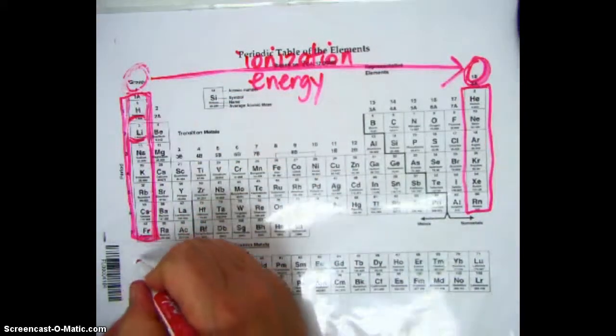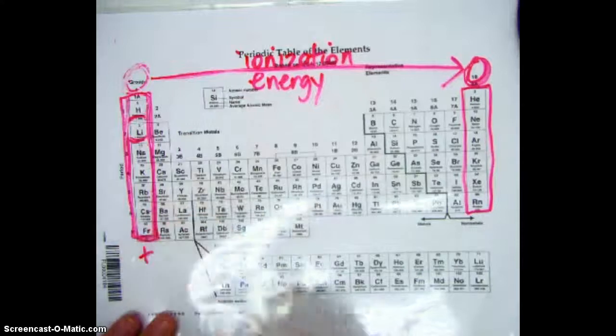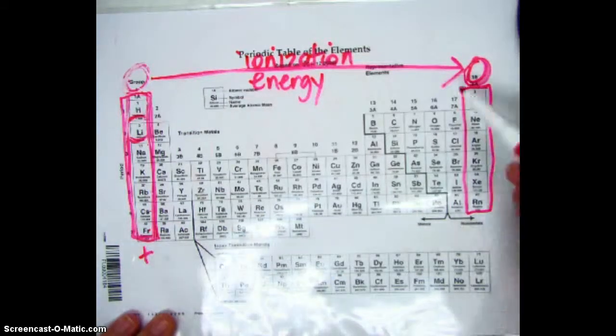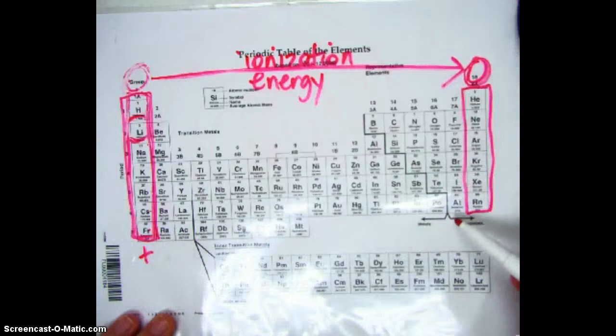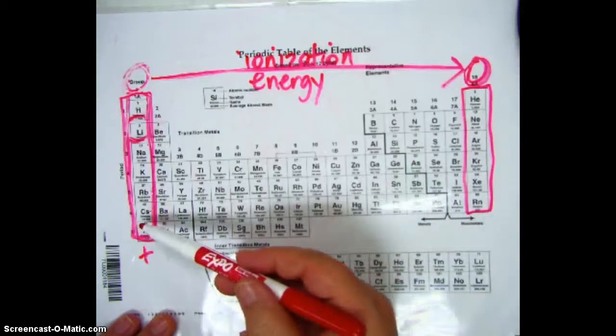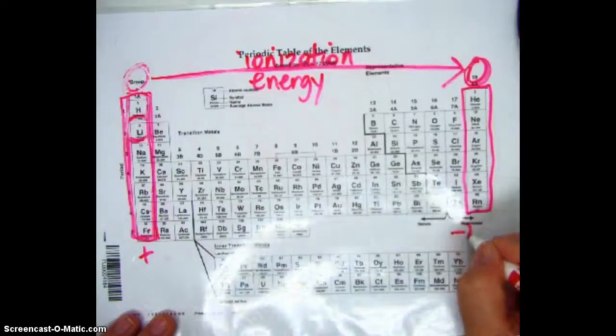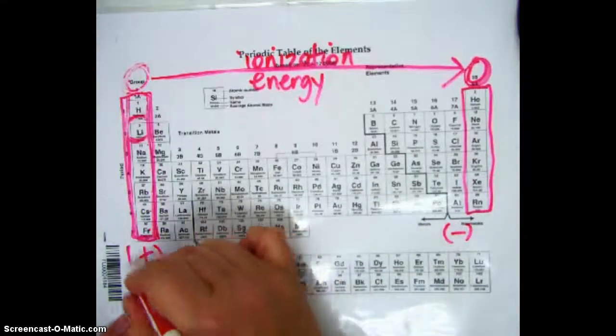So if we go back to the periodic table, these elements will all give up an electron to become cations, or positively charged ions. And as you go over here, these elements tend to accept electrons from elements on this end, so they tend to become anions, or negatively charged ions.